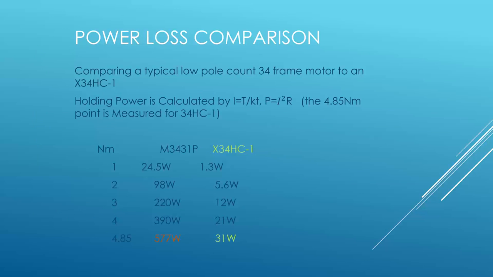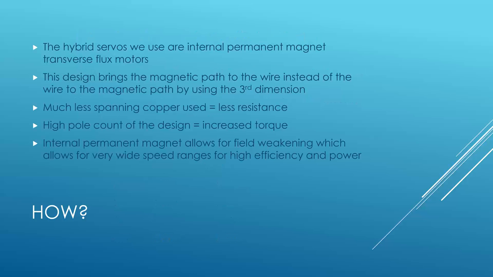So here's a comparison when we say high torque that they're able to maintain because of the high quality. In this case, we compared a M3431P conventional 34 frame motor to our 34HC1. At 1 newton meter, we only draw about 1.3 watts. This is actually measured. And this is motor and controller for the HC1. For the M3431, that's 25 watts. 2 newton meters, 98 watts versus 5.6 watts. And this is just holding a load. So this is all going into heat in the motor. You get up to 5 newton meters, 577 watts for the conventional servo versus 31 watts, which is actually measured for the high pole count.